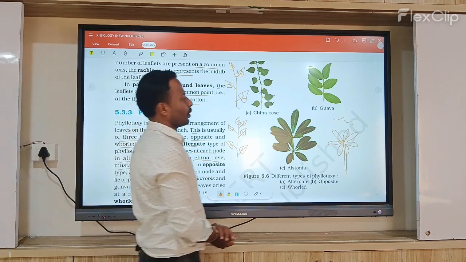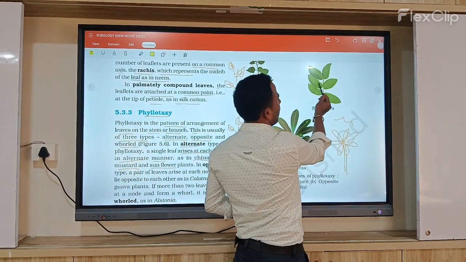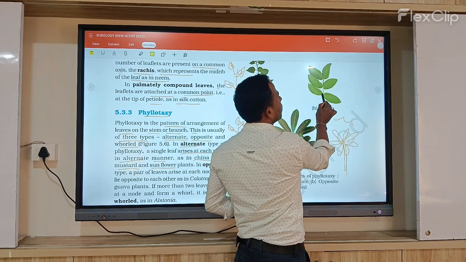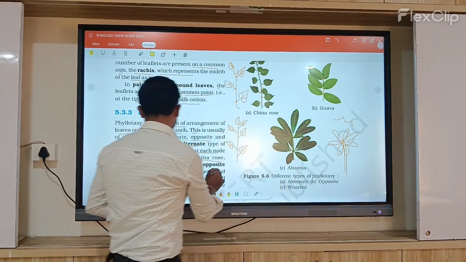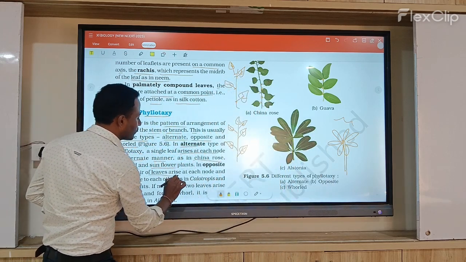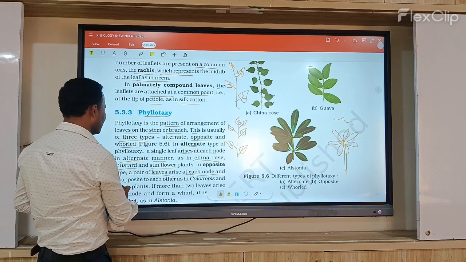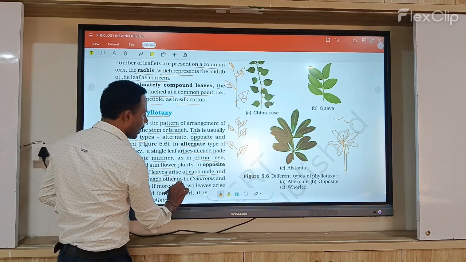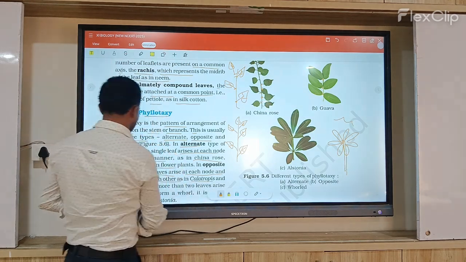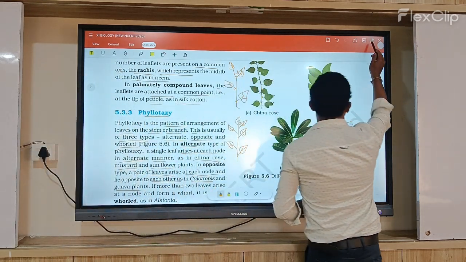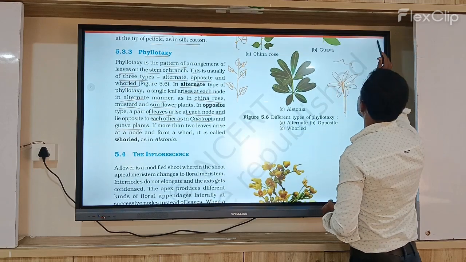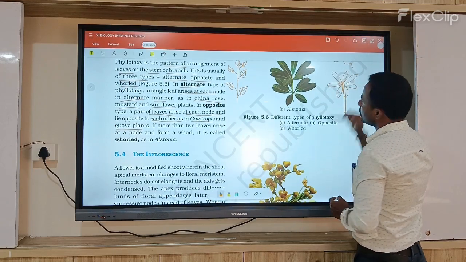And opposite phyllotaxy. See, the leaves are arranged in an opposite manner. At a common node, there are two opposite leaves. Each node has two opposite leaves, as present here. In this type, a pair of leaves arises at each node and lies opposite each other, as in calotropis and guava plants. So the leaves are arranged in an opposite manner.